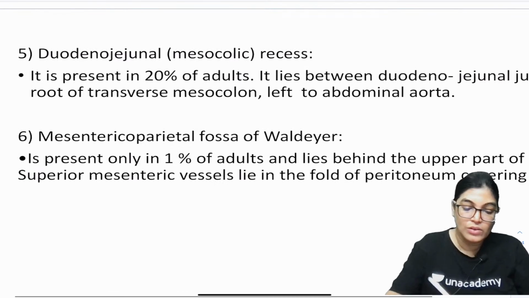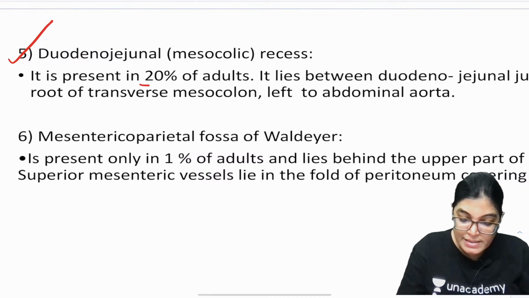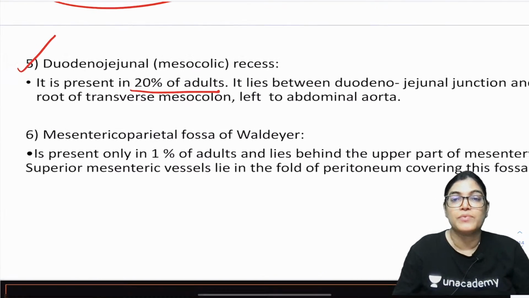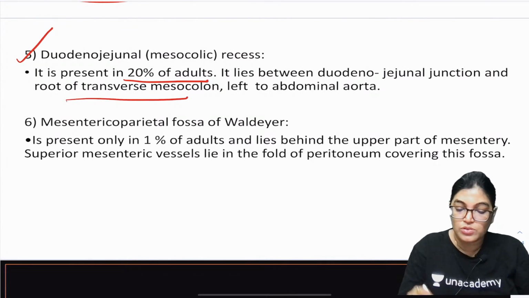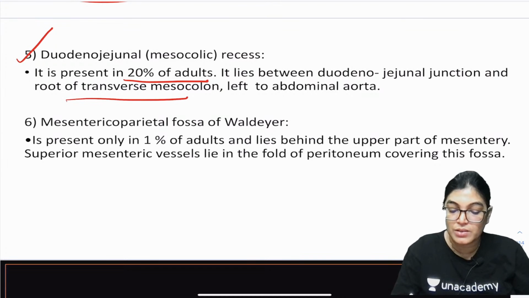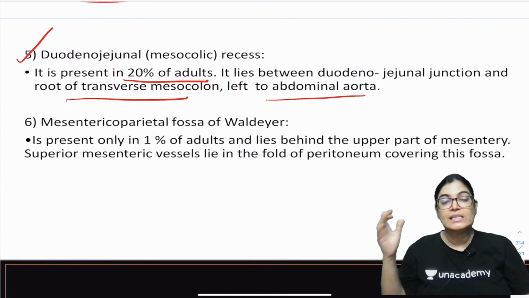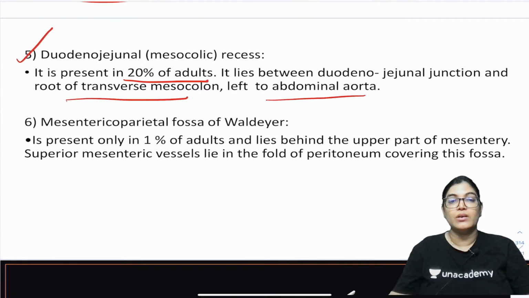Now, the duodenojejunal recess is at times present in 20% of adults, and when it is present, it is located close to the root of the transverse mesocolon, just to the left of the abdominal aorta.